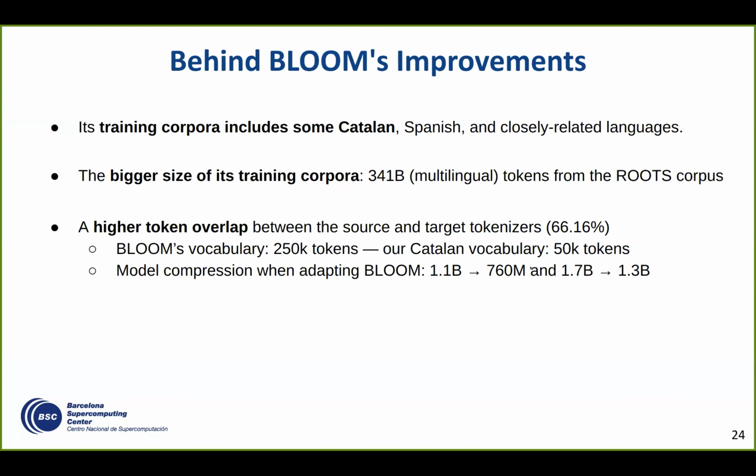Also, it's important to mention that vocabulary adapting Bloom meant reducing the 250K vocabulary size to 50K in our Catalan vocabulary. And this, adjusting correspondingly the embedding layer size, implies an important model compression. So we downscaled the original 1.1 billion Bloom to 760 million parameters, and from 1.7 to 1.3 billion.